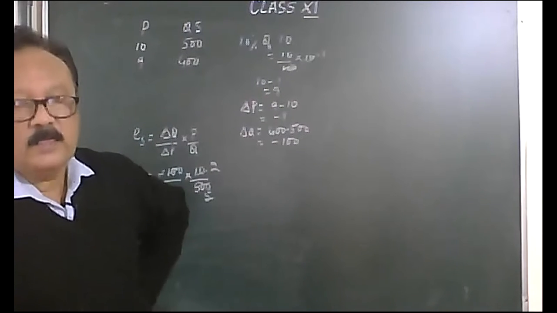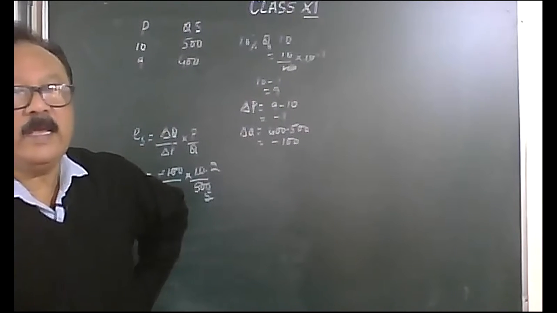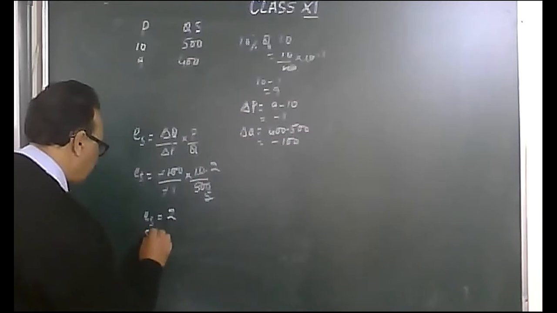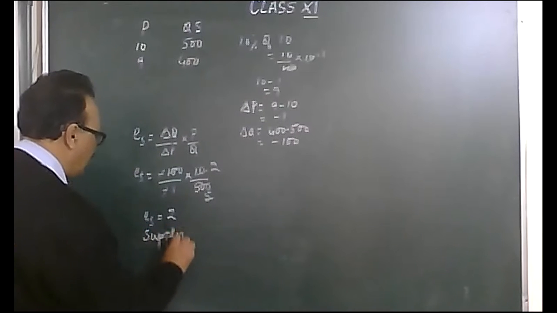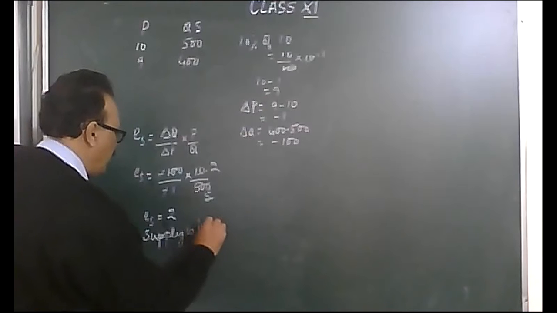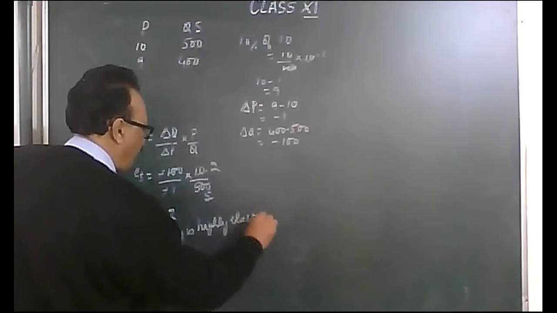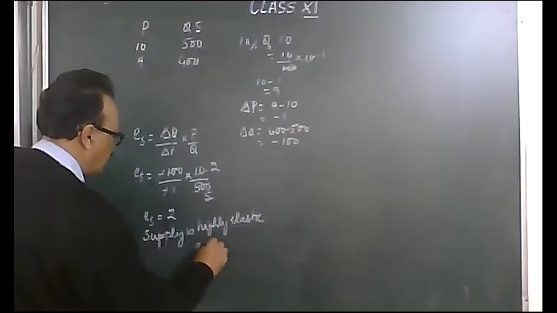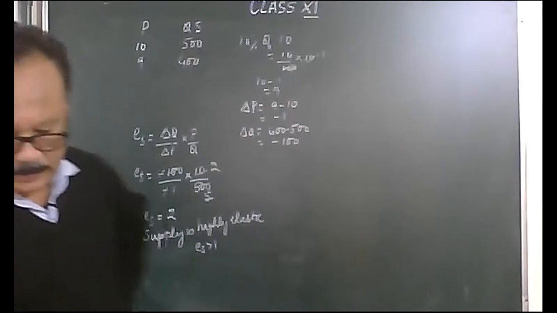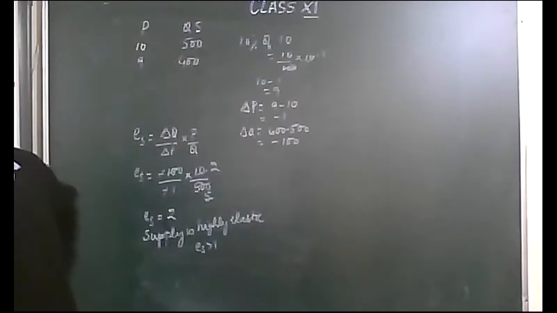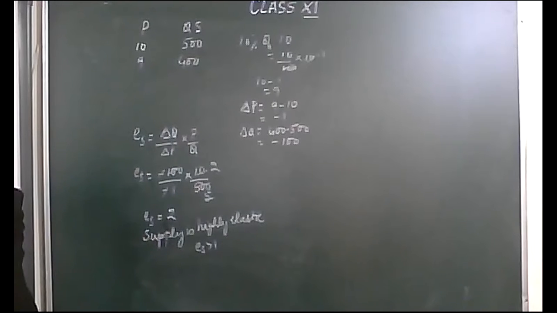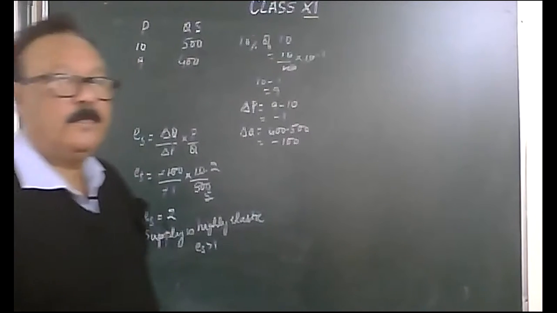What would you write? Supply is highly elastic, since E is greater than 1. Is that okay, children?